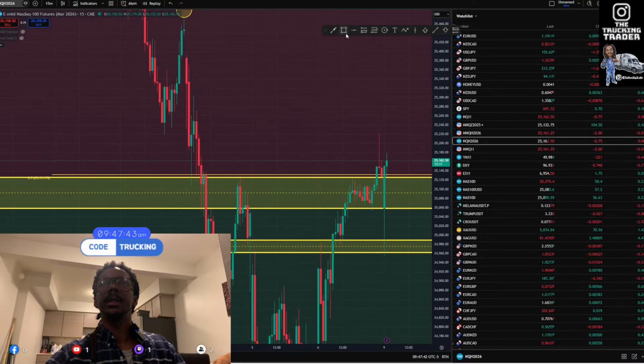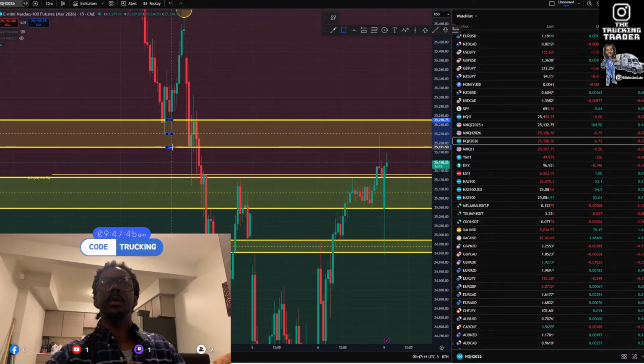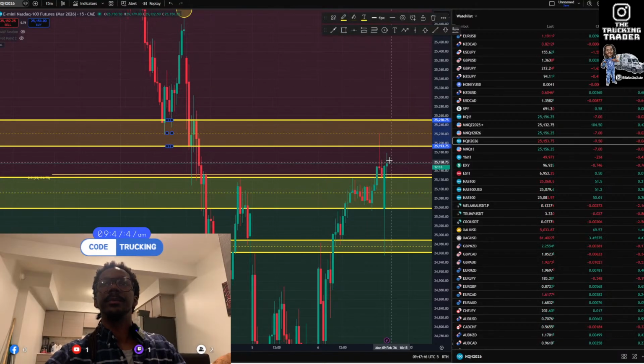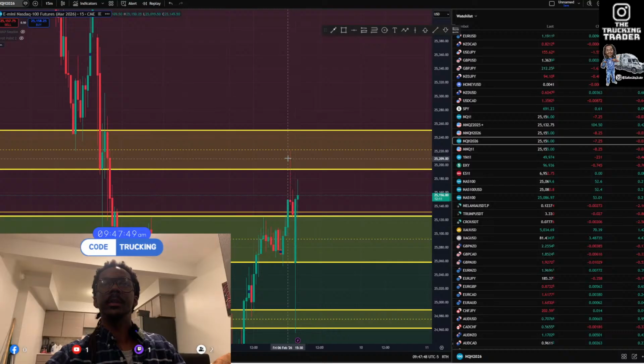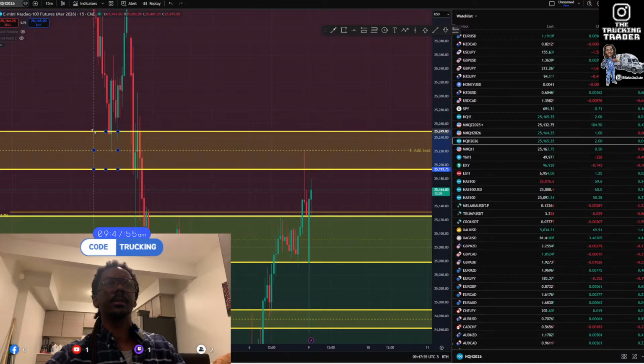We have a little bit of a 5 minute order block right here. You can see the market hits the midpoint of this, has a nice rejection. So we're going to box this up because the market is respecting this level right here.